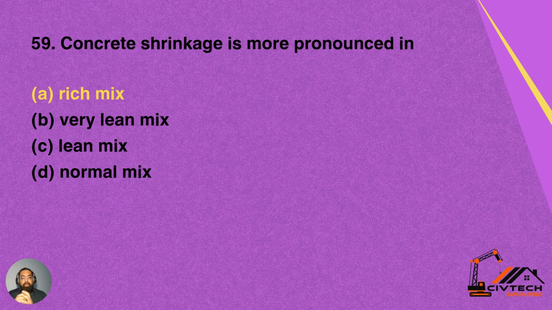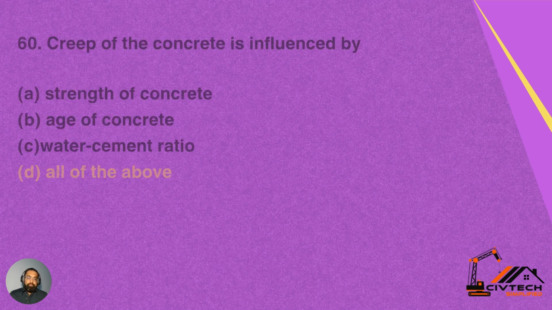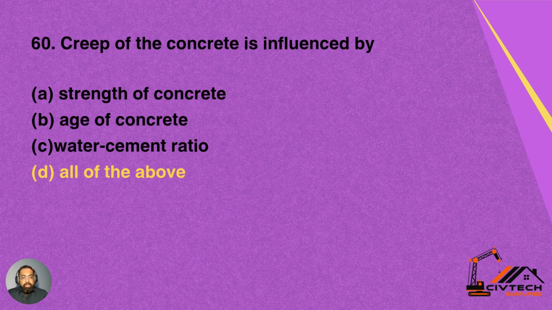Question number 59. Concrete shrinkage is more pronounced in: option A rich mix, B very lean mix, option C lean mix, option D normal mix. The concrete shrinkage is more pronounced in option A rich mix. A is the correct answer for this question.